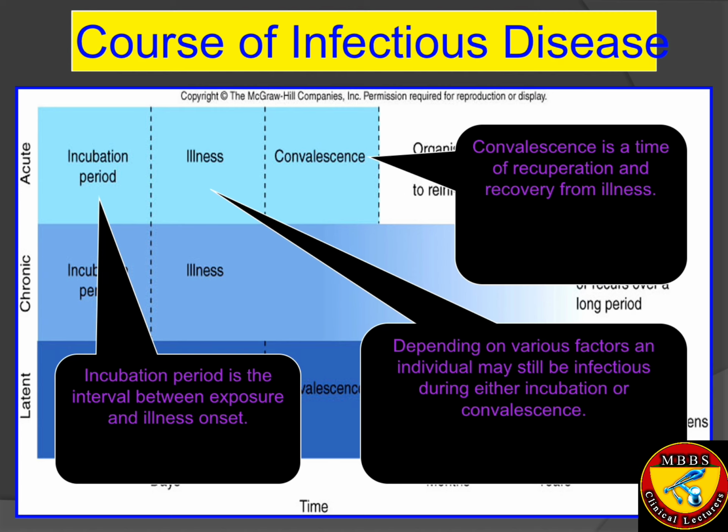So, another picture showing different stages in cases of acute, chronic, and latent infection. First, there is incubation period. Then there is illness, then there is convalescence. Convalescence is a time of recuperation or recovery from illness. Illness periods will vary according to different microorganisms, and in this time the individual may still be infectious, which can lead to spread of infections during incubation or convalescence.